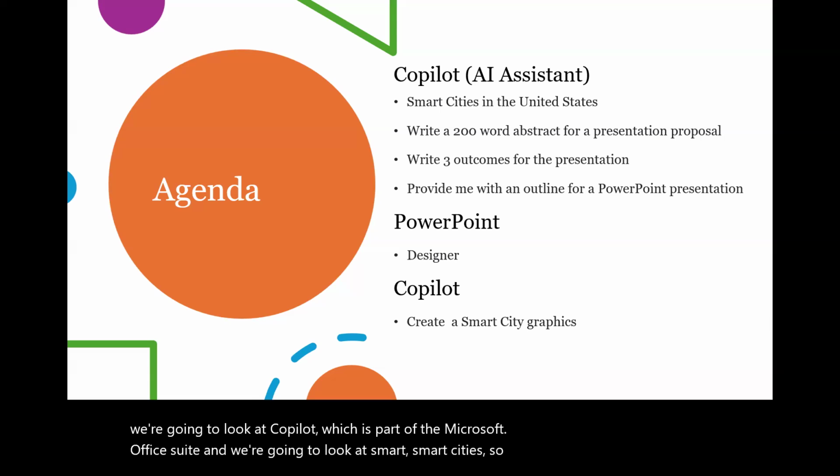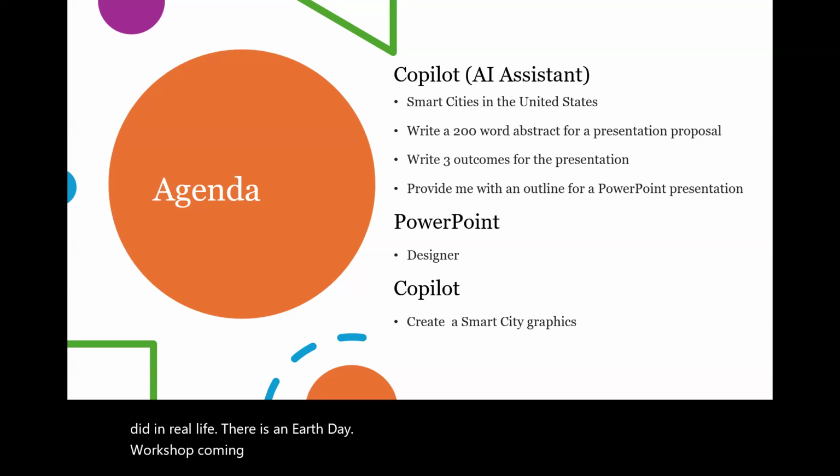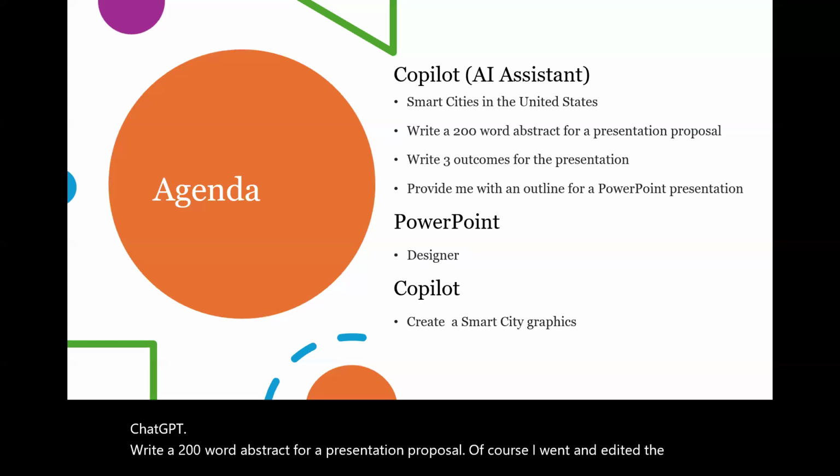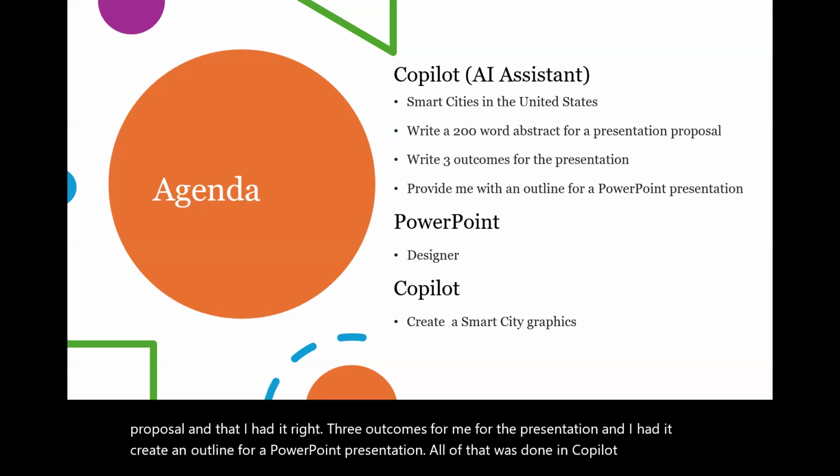So this is actually something that I did in real life. There is an Earth Day workshop coming up, and I wanted to do a presentation on smart cities. So I went in and I had ChatGPT write a 200-word abstract for a presentation proposal. Of course, I went in and edited the proposal. And then I had it write 3 outcomes for me for the presentation. And I had it create an outline for a PowerPoint presentation. All of that was done in Copilot, which we'll go to here shortly.